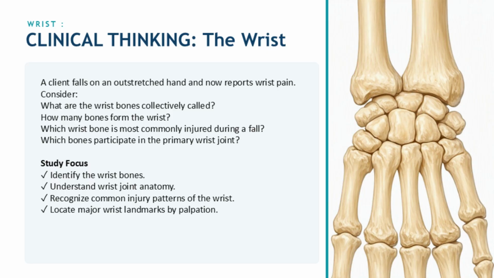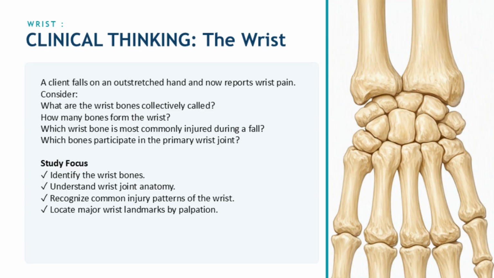Clinical thinking, the wrist. Imagine a client who falls and instinctively reaches out with the hand to break the fall. Now the client reports wrist pain and difficulty using the hand. As you analyze this situation, think about the bones that form the wrist and the structures most likely to absorb the force of impact. Consider how wrist anatomy influences injury patterns and which landmarks would be useful during assessment.